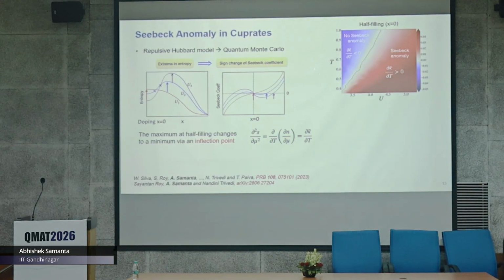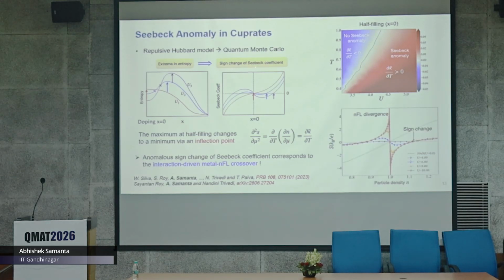So here we plot the second derivative of entropy in the TU plane, which is a phase diagram of the Seebeck anomaly, and we see that whenever this is 0, above that there is always a Seebeck anomaly. That means if you look at a fixed temperature, above this point there is always a Seebeck anomaly. So this gives us the critical interaction which is required to obtain a Seebeck anomaly. And we also note that this anomalous sign change of the Seebeck coefficient, or the Seebeck anomaly, corresponds to the interaction driven metal to non-Fermi liquid crossover.